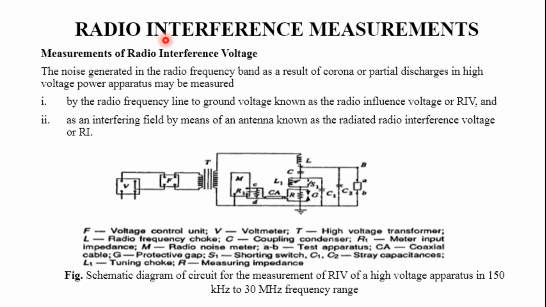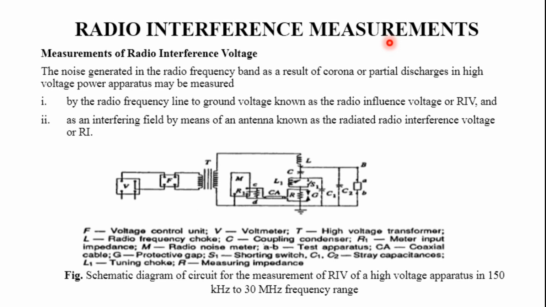Next concept is radio interference measurement. In many electrical apparatus like transformers, line conductors, and rotating machines, unwanted electrical signals are produced in the radio and high frequency bands, like the television band, microwaves, etc. These signals arise due to corona discharge in the air, internal or partial discharges in the insulation, sparking at the commutators and brush gear in rotating machines, etc.